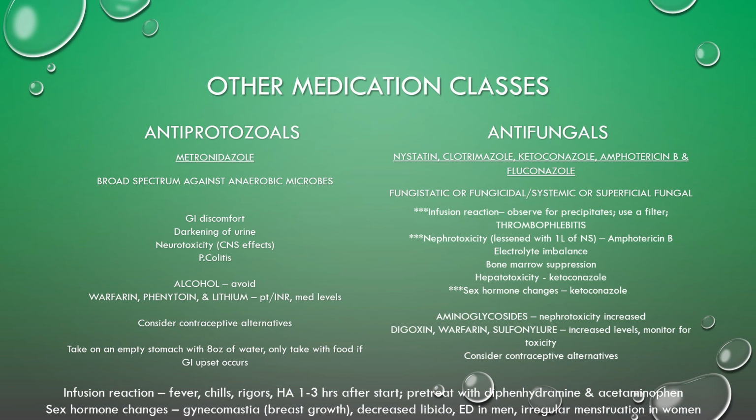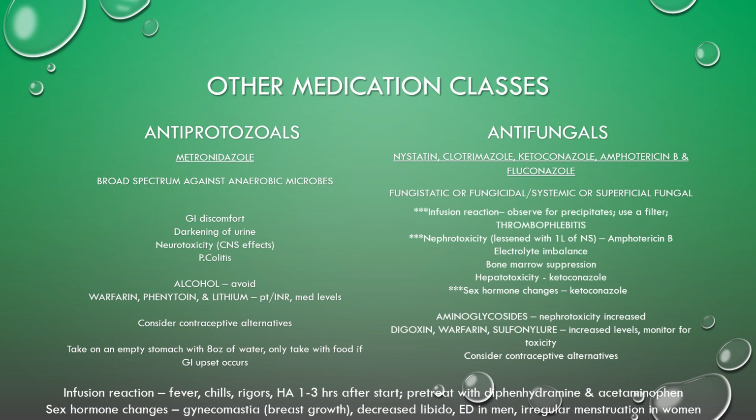Okay, other classifications of medications are going to include antiprotozoals and antifungals. So antiprotozoals are like metronidazole. So this is to fight a protozoan. This is usually Flagyl, which is the other name for this. This is usually given to treat C. diff. So this is a broad spectrum that we use against anaerobic microbes. This can cause GI discomfort, darkening of the urine, neurotoxicity, and colitis, so diarrhea.